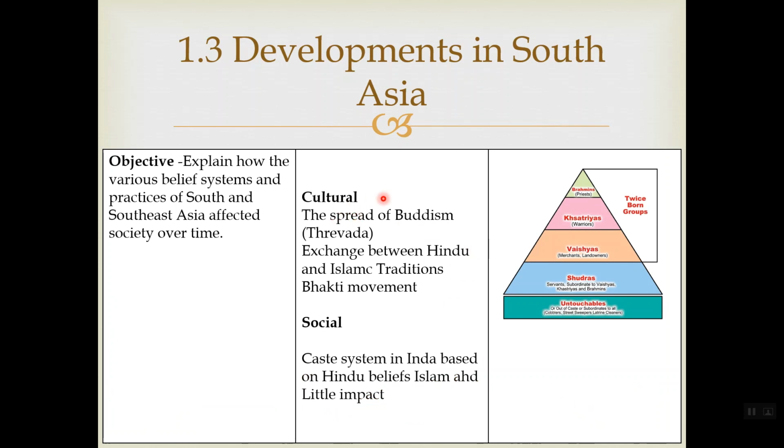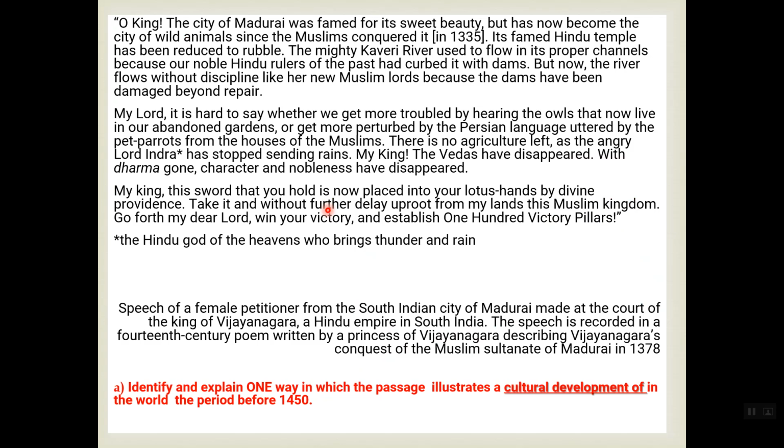Culturally, we talked about the spread of Buddhism to China and the end of Buddhism in India. Culturally, we talked about the Bhakti movement, and culturally, we talked about the continuation of the caste system. Culturally, we also talked about the clash between the Hindu and Islamic traditions. So any of those you can say. You can say one cultural development was that Islam and Hinduism clashed, and then you explain why they clashed. You can say another cultural development was the development of the Bhakti movement, and then you explain what the Bhakti movement is.